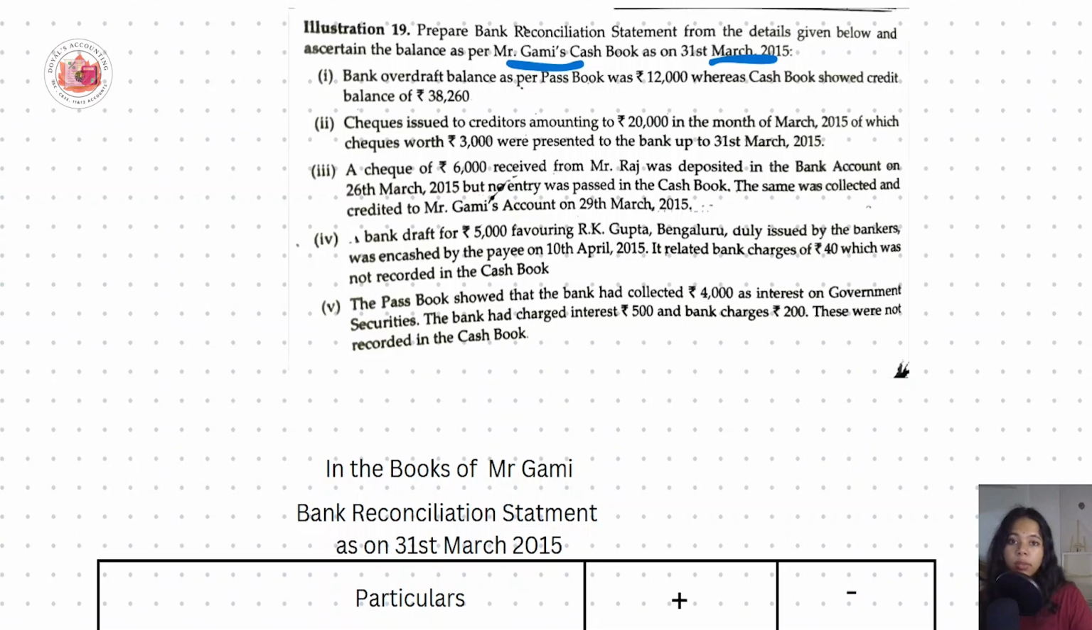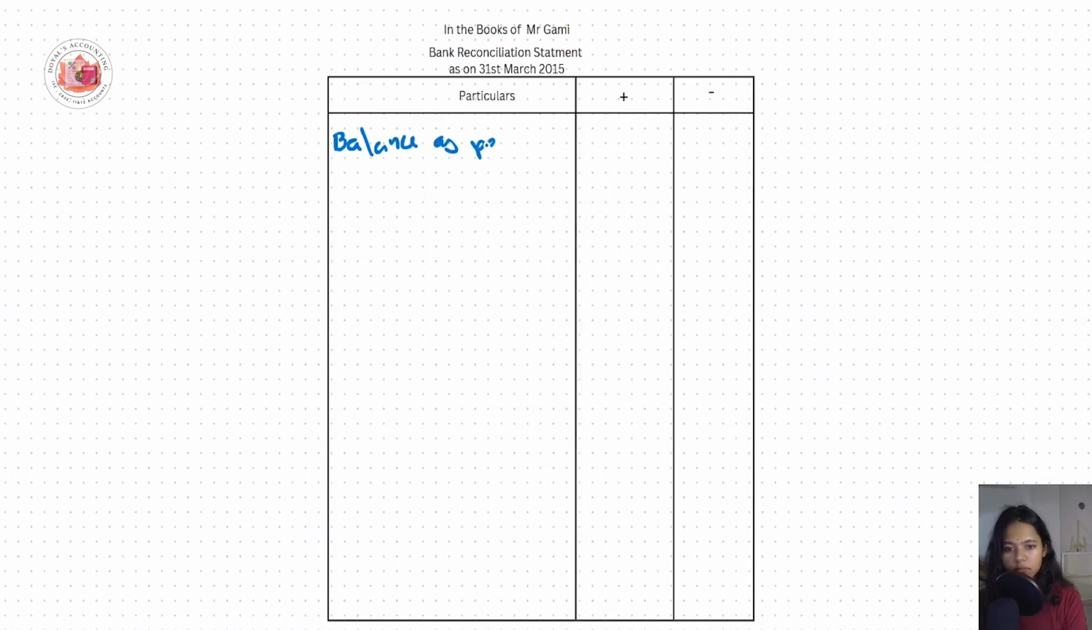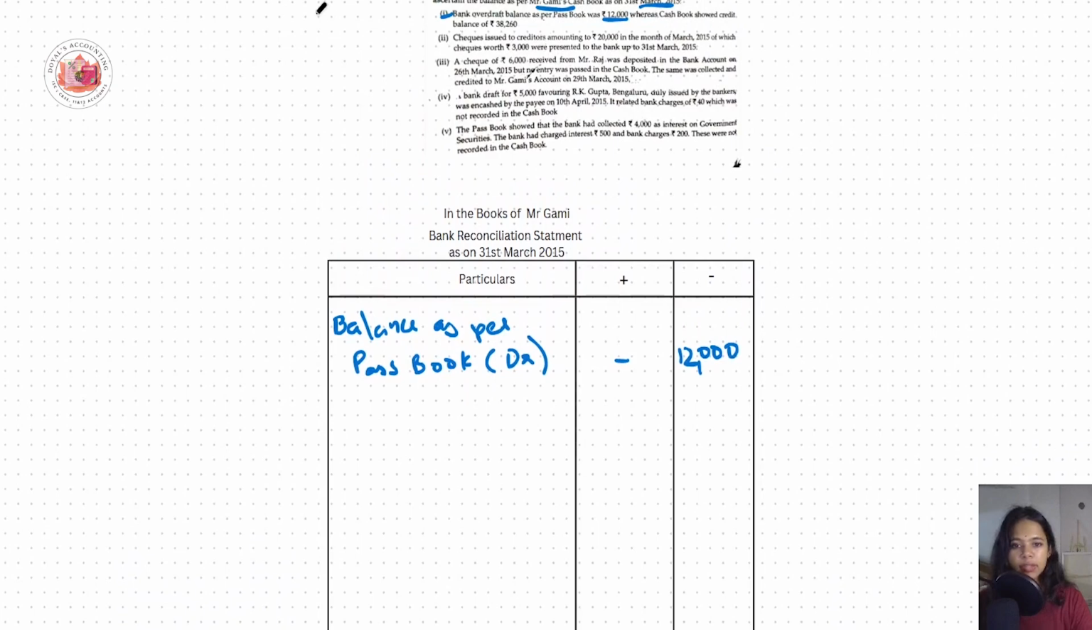They're asking us to start with the passbook balance, and they've also given us the cash flow credit balance. Since they have asked us to ascertain the balance as per Mr. Gami's cash book, we have to start with the passbook balance. So overdraft passbook is 12,000. Let's write that down. Balance as per passbook debit 12,000. Let's see the next transaction.